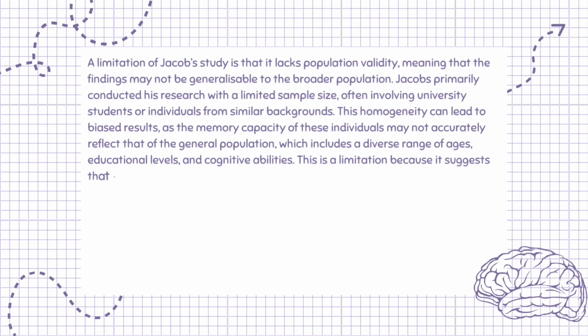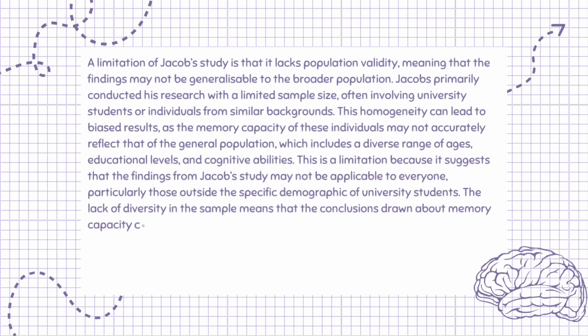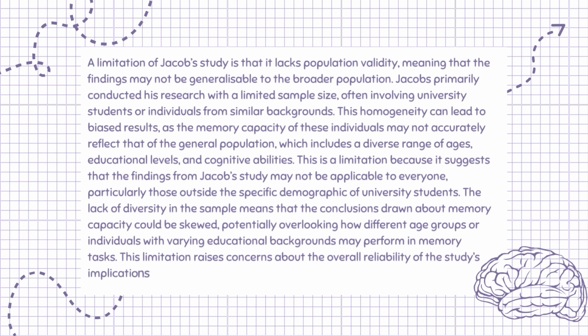This is a limitation because it suggests that the findings from Jacobs' study may not be applicable to everyone, particularly those outside the specific demographic of university students. The lack of diversity in the sample means that the conclusions drawn about memory capacity could be skewed, potentially overlooking how different age groups or individuals with varying educational backgrounds may perform in memory tasks. This limitation raises concerns about the overall reliability of the study's implications for understanding human memory in a broader context.